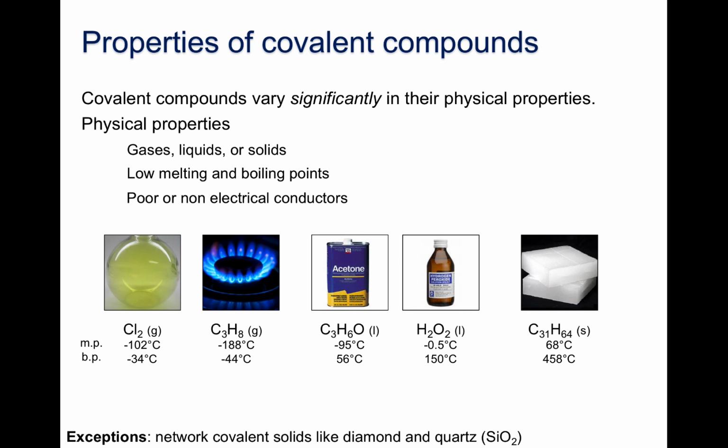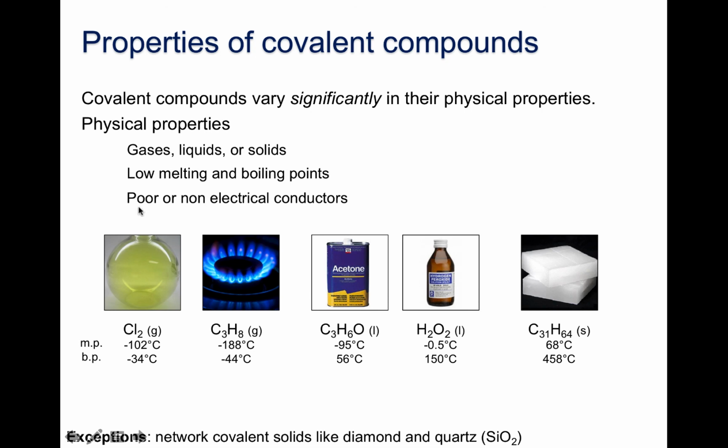So it depends on what covalent compound you're working with and what the physical properties are going to be. It's not nearly as easy to summarize as it is for ionic compounds. Some physical properties: they can be solids, liquids, or gases at room temperature. There are plenty of examples of each. Overall, their melting points and boiling points are significantly lower. And I have the melting points and boiling points listed for several covalent substances here.